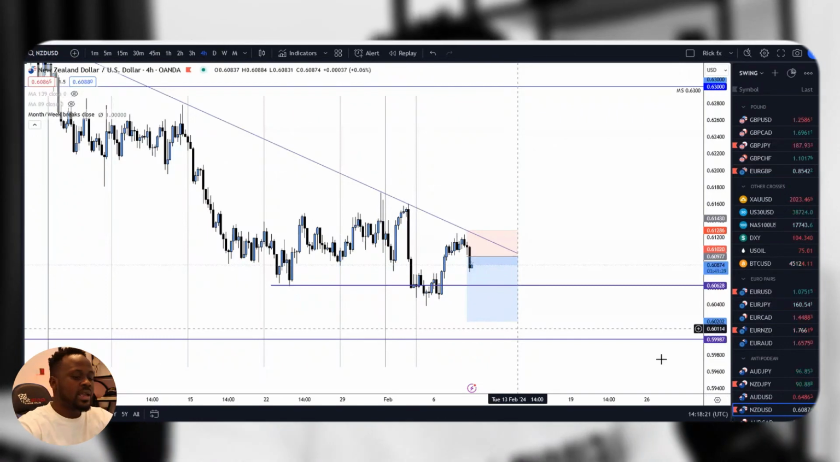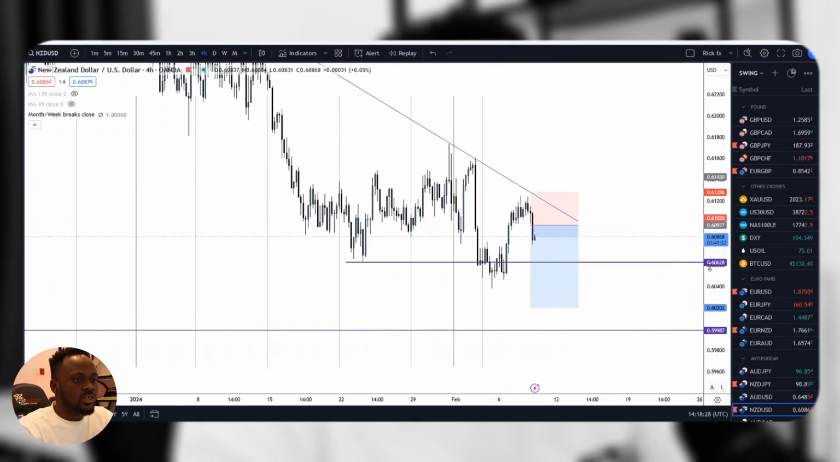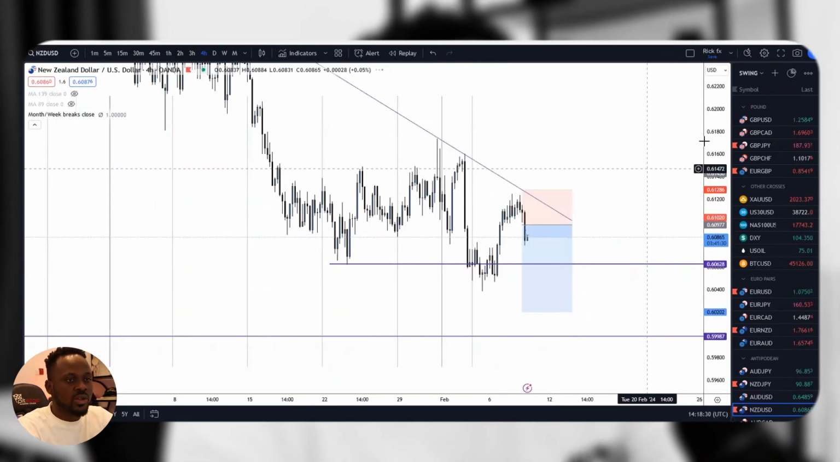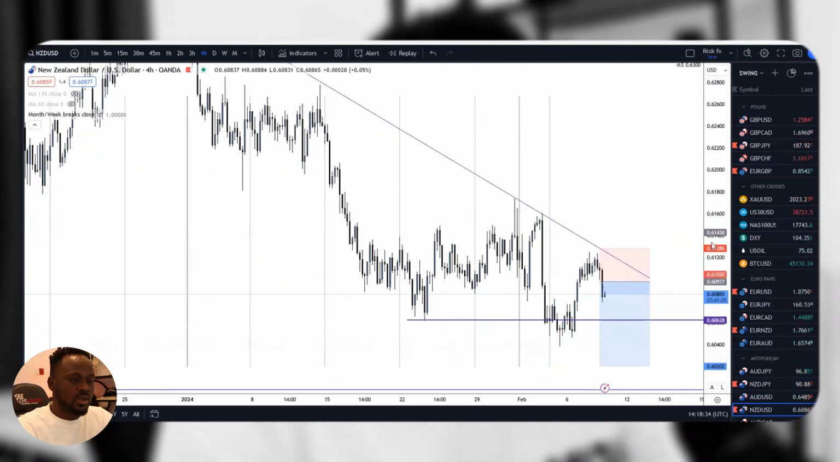Now, for the purpose of this example, I'm going to be using a few trades that I've taken. The first one is NZD-USD. So this particular trade setup, NZD-USD, I am in for a sell and I shared it with the community.